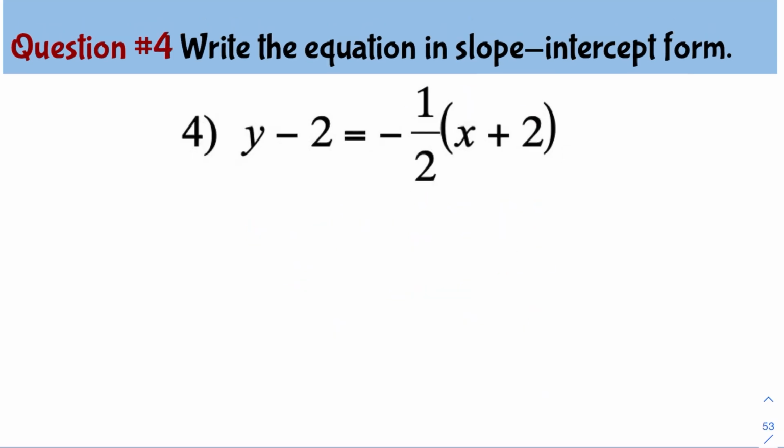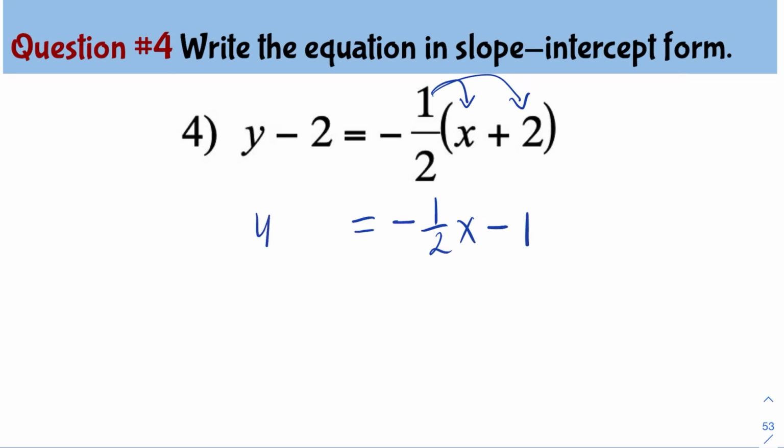Question number 4. y minus 2 equals negative 1/2 times the quantity x plus 2. Just like the previous problem, we also need to distribute the negative 1/2 to the quantity x plus 2. So distributing the negative 1/2, we now have negative 1/2 x. Negative 1/2 times 2 is negative 1.